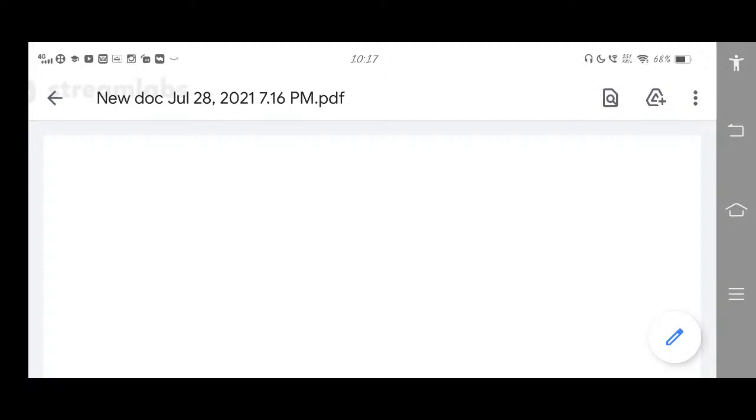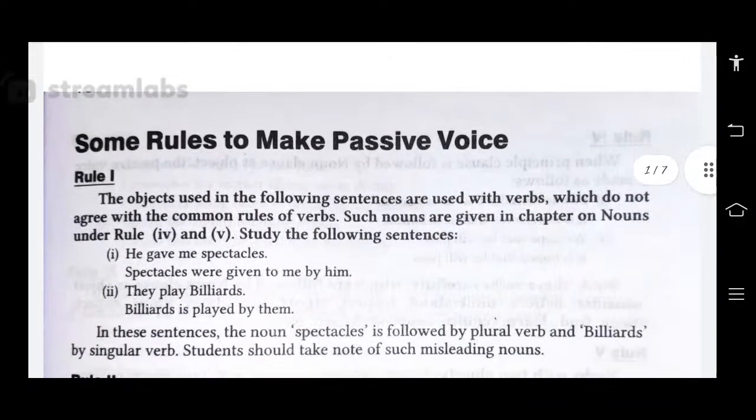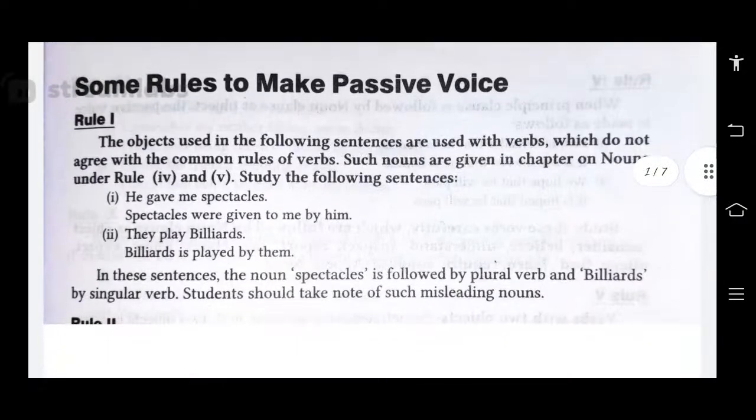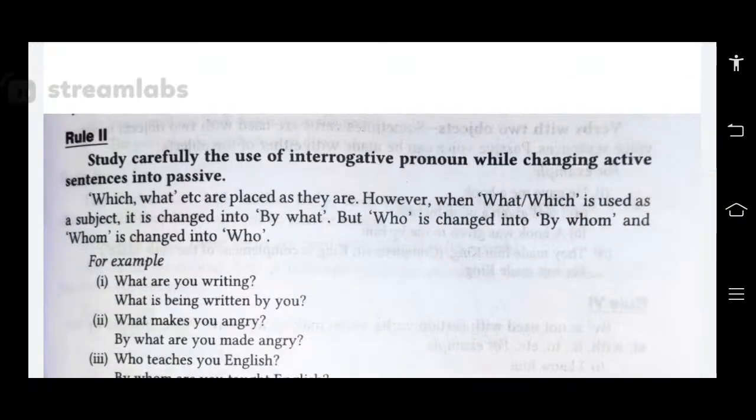In our previous class, we discussed around 5 rules of making passive sentences. The first rule: when the object becomes a subject, it must agree with the verb. Rule number 2: when we get interrogative pronouns like which, what and who, these interrogative pronouns have to be changed.